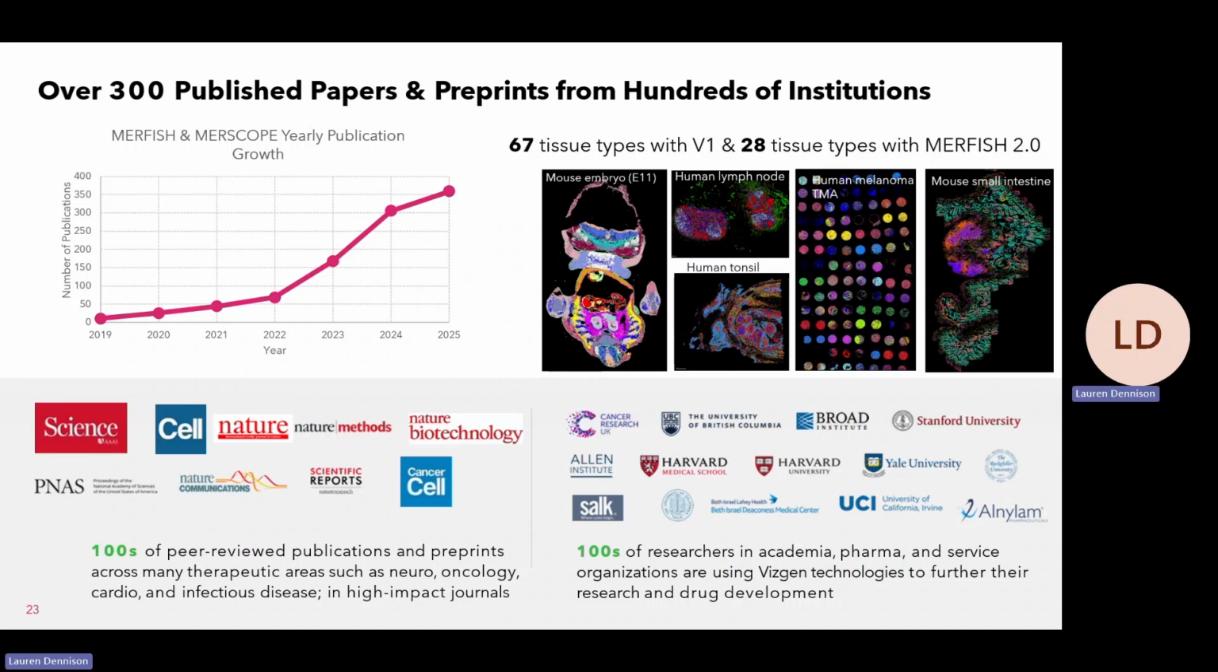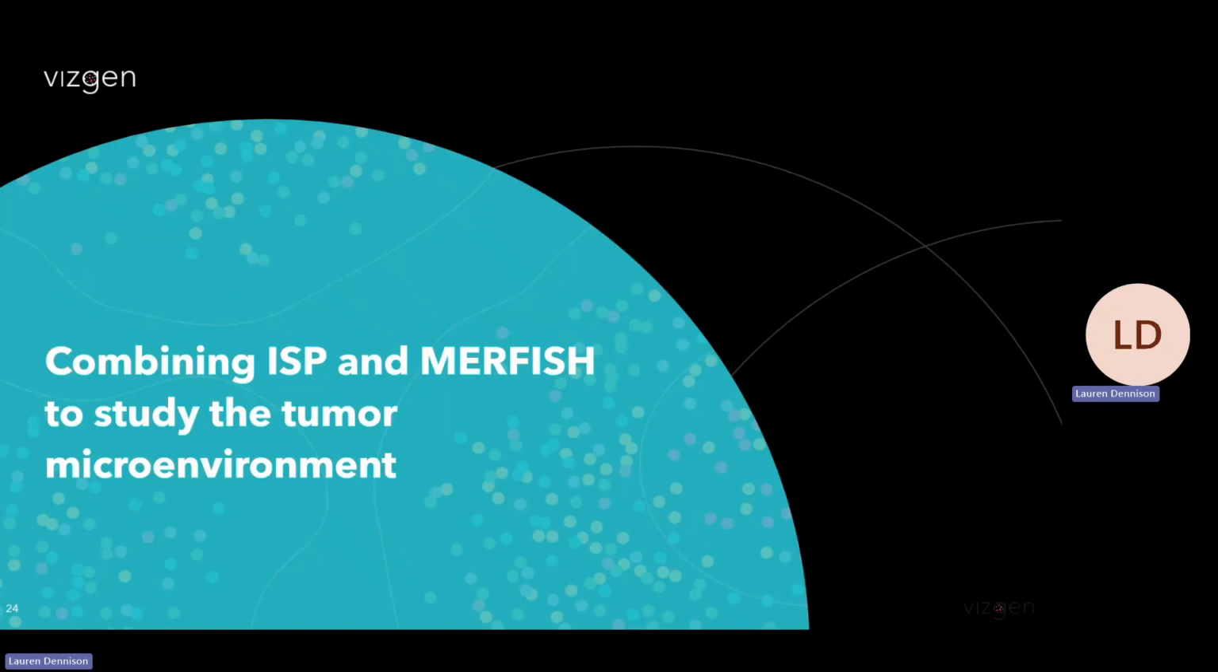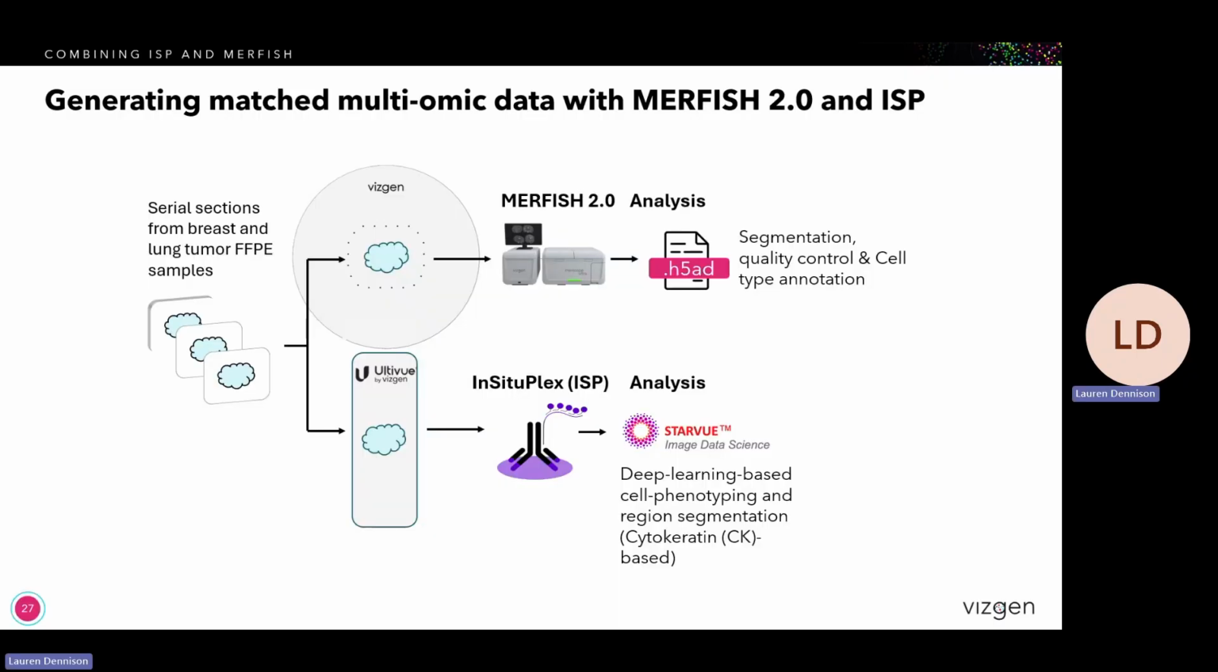Okay, so I told you about proteins. I told you about gene expression. How can we combine the two? Now, being a company that offers both assays, can we combine these two assays? And there we did a proof of concept experiment where we generated matched multi-omic data, and I'll explain how we did that.